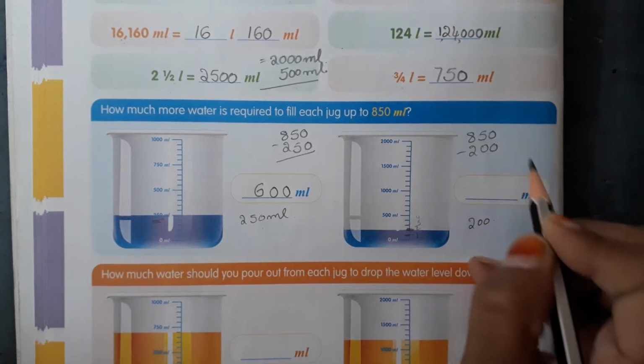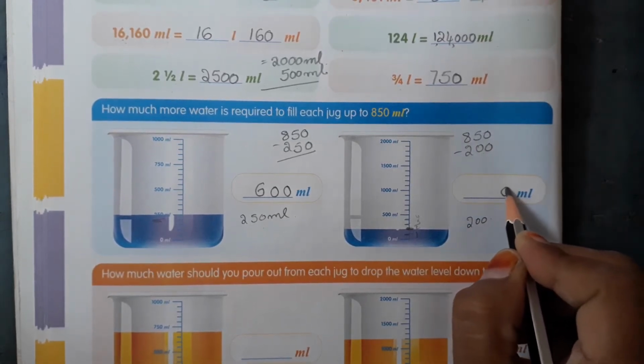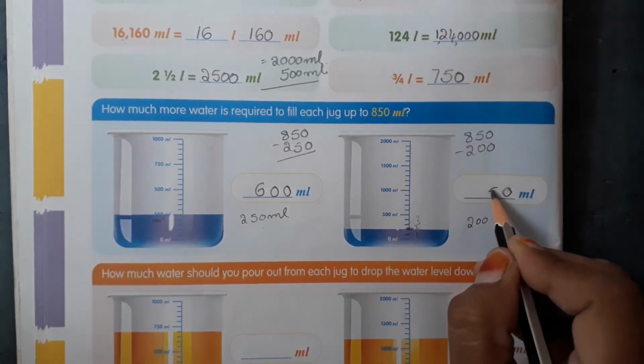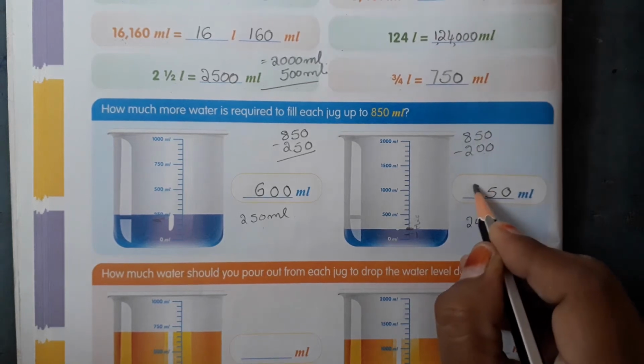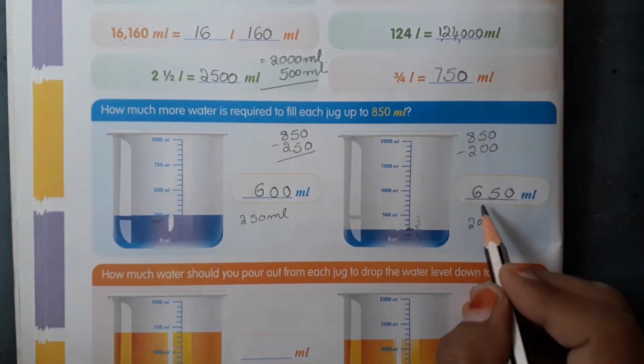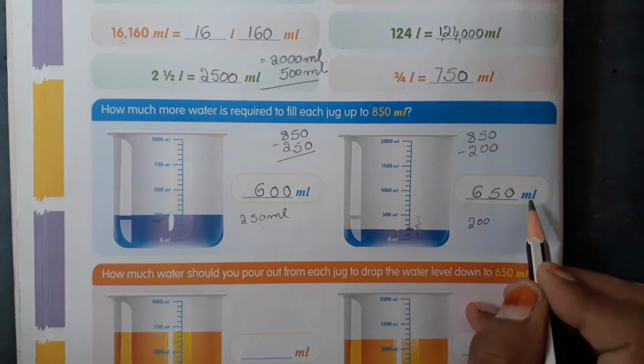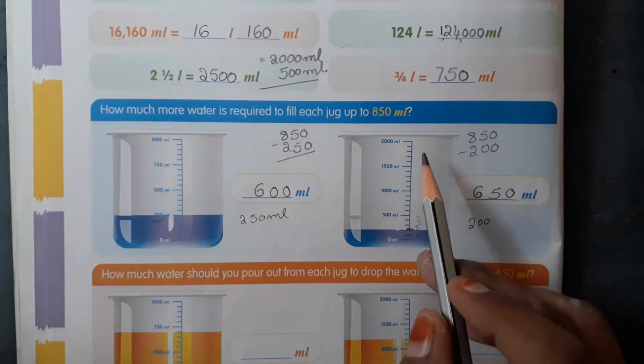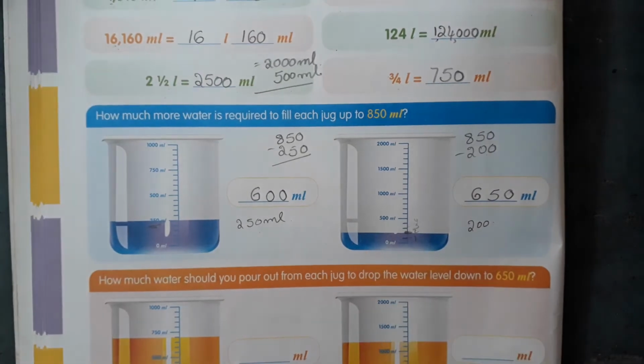How much? 0 minus 0? 0. 5 minus 0? 5. 8 minus 2? 6. So 650 ml of water is required to reach 850 ml.